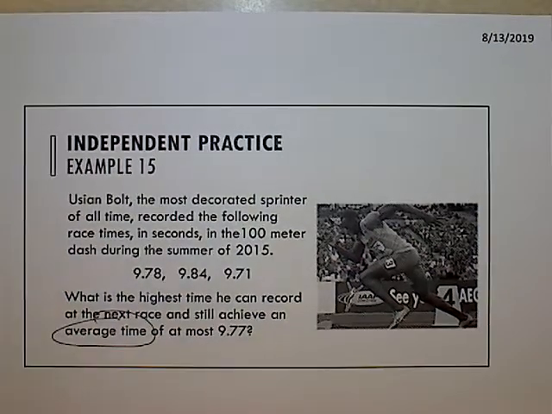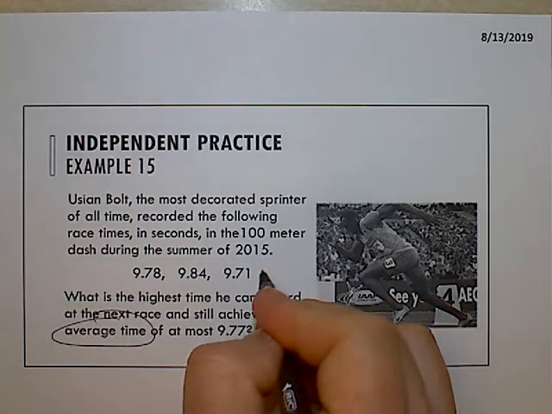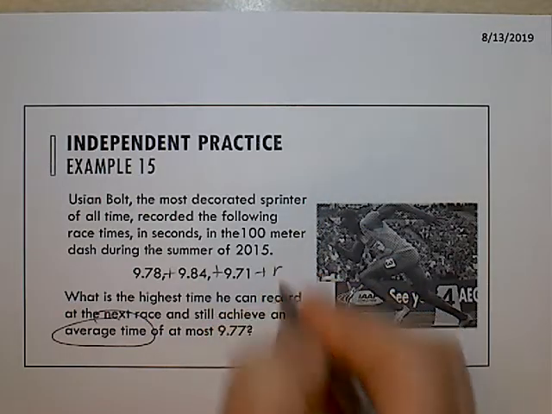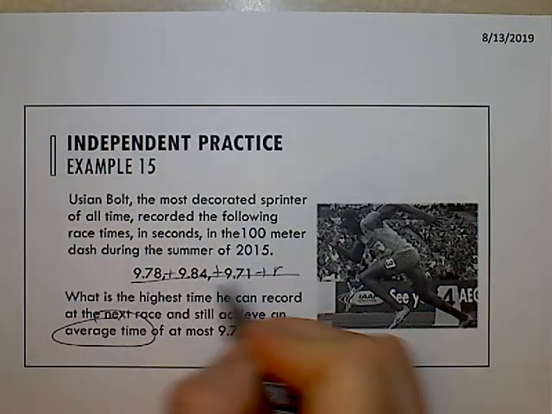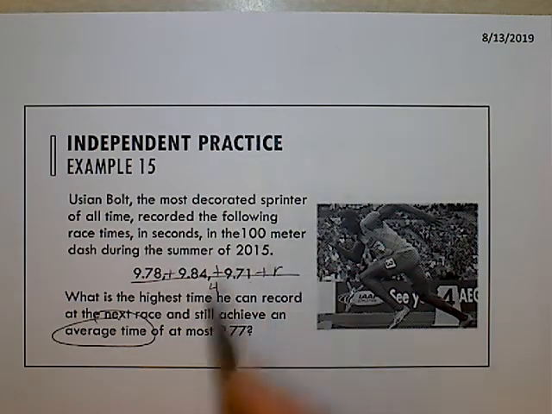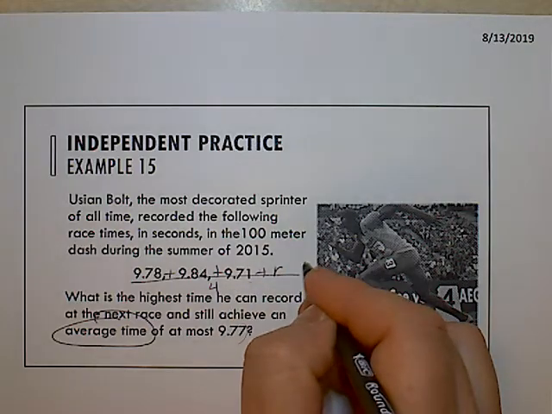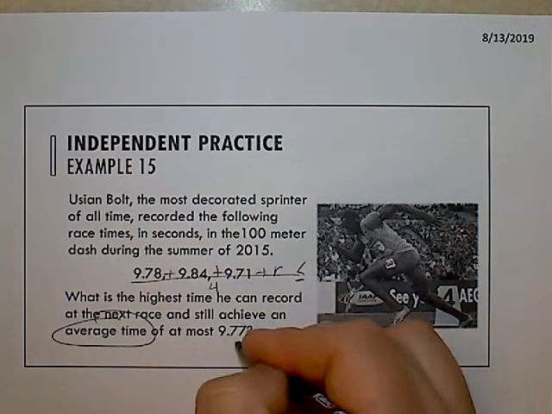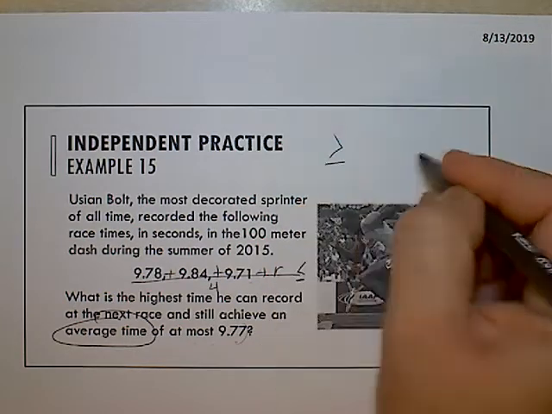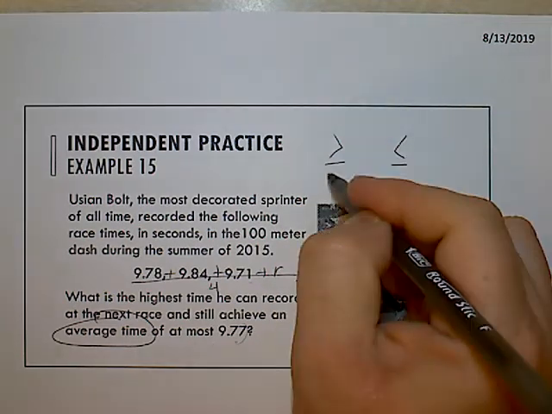How do you find out the average of something? You add them up and then you divide by the quantity. So we already have 3, and they're saying if we add one more race time to this, we'll call it R for the race, we want that average, dividing by 4 because there's 4 times, to be at most this quantity. So this has to be less than or equal to. At most means less than or equal to. At least, greater than or equal to. At most, less than or equal to.